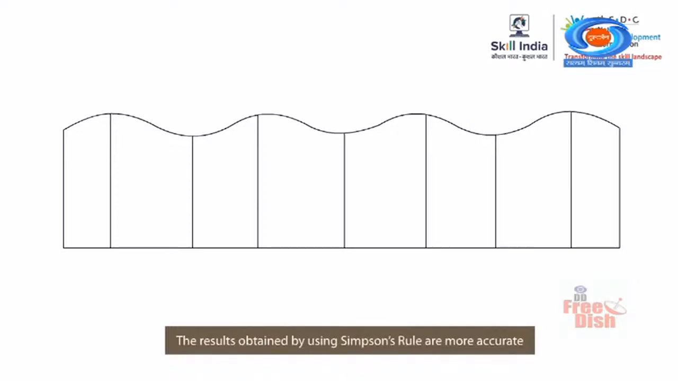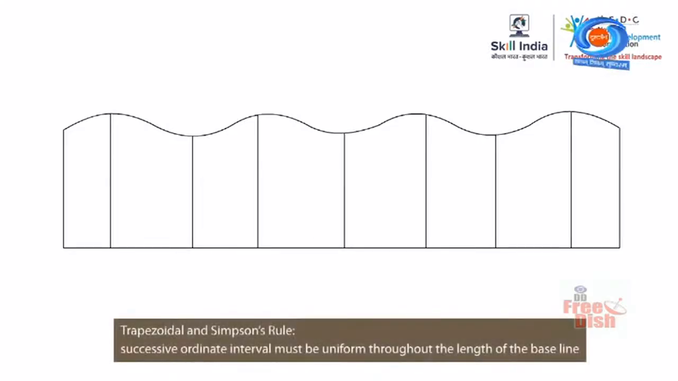As the results obtained by using Simpson's rule are more accurate, it is used when greater accuracy is required. If trapezoidal and Simpson's rule are to be applied, then note that the interval between successive ordinates must be uniform throughout the length of the baseline.